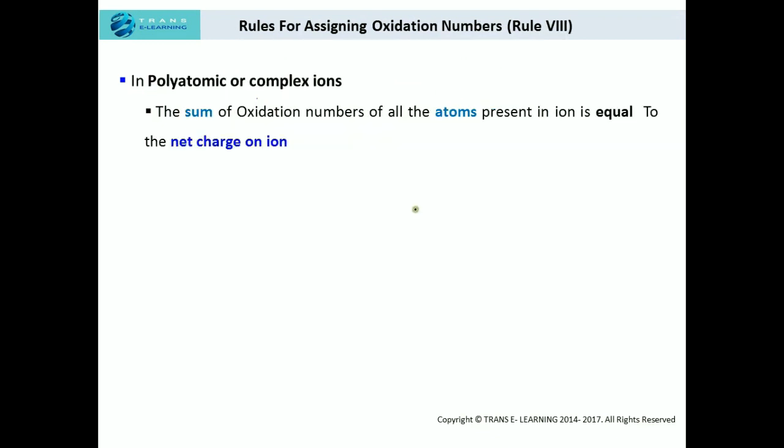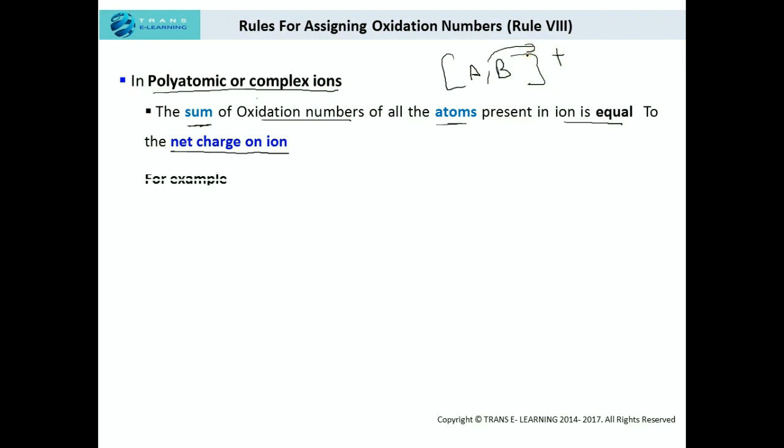The last rule, the 8th rule. In polyatomic or complex ions, the sum of oxidation numbers of all the atoms present in the ion is equal to the net charge on the ion. When we are talking of some complex ion, the sum of the oxidation numbers of the atoms present inside will be equal to the net charge on the ion.